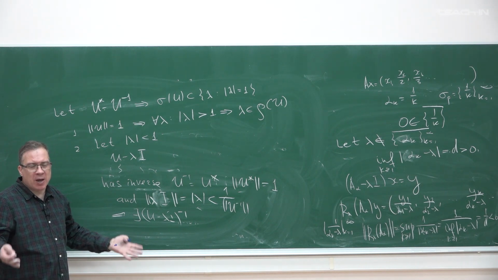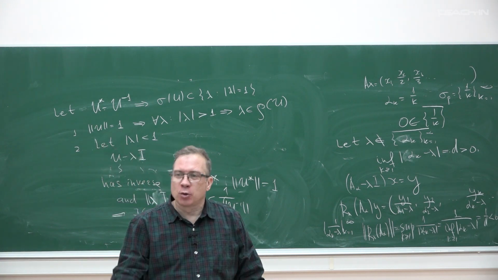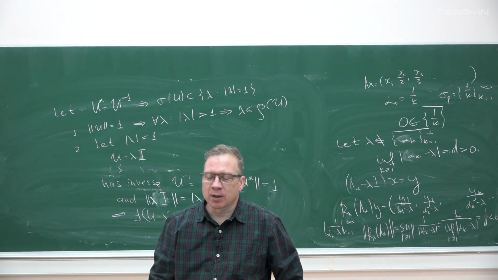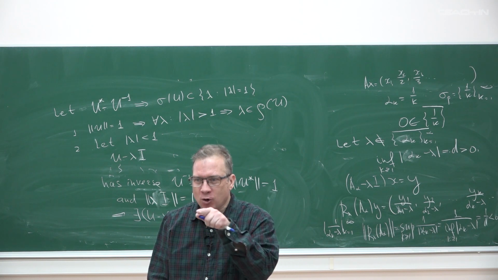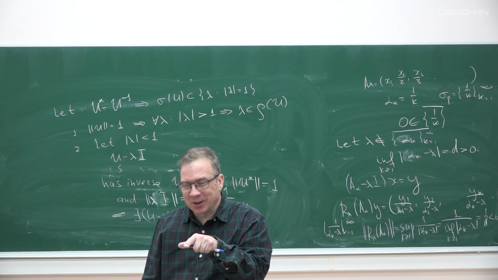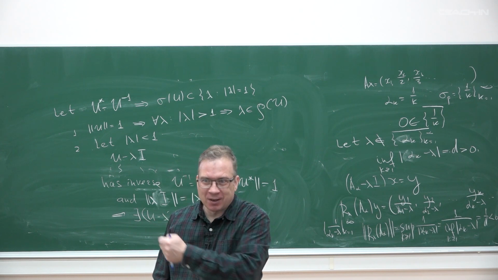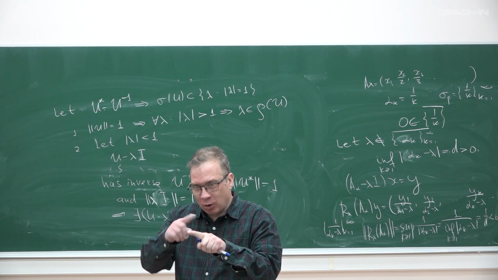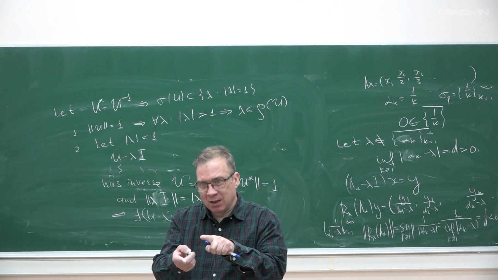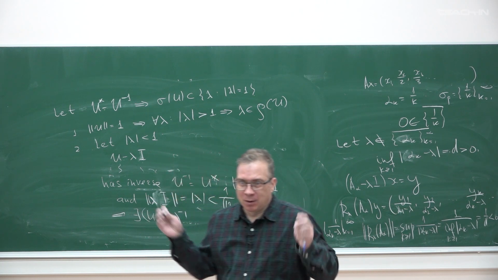So where can the spectrum be? Only on the unit circle. And you can construct an operator for any compact set on the unit circle. For any compact set on the unit circle, there exists a unitary operator with such spectrum. The same idea. Okay. So you take only the dense set on the unit circle.